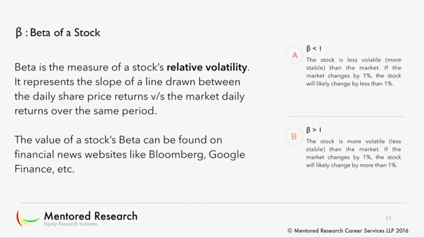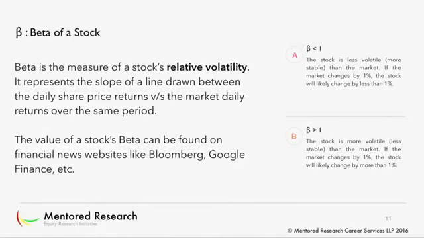Beta measures a stock's volatility with respect to the market, given the present economic scenario and the company's financial stability. It shows how much the price of a particular stock jumps up and down compared with how much the stock market as a whole jumps up and down. Obviously, the more the volatility, lesser the stability. Mathematically, beta is the slope of a line drawn between the daily share price returns and the market daily returns over the same period. So if beta is less than 1, then the stock is less volatile and more stable than the market. On the other hand, if beta is more than 1, then the stock is more volatile and less stable than the market.